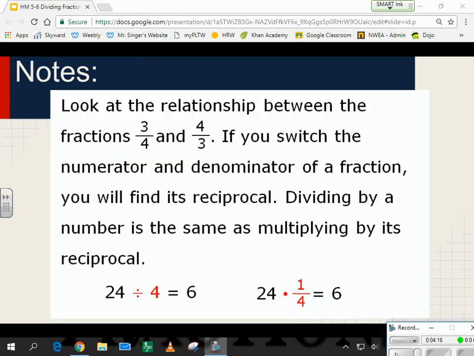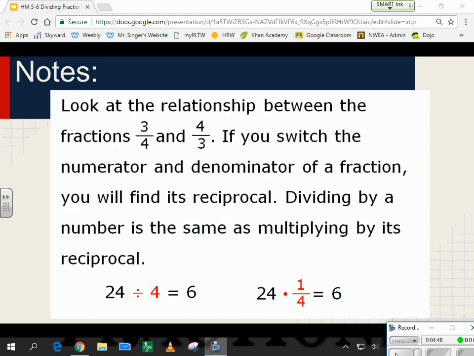All right, now on to the tricky stuff. So earlier we looked at 3/4 and 4/3 and how their relationship of a reciprocal works together. So if we were to switch the numerator and denominator of a fraction, you would find its reciprocal. So 3/4, flipping it is 4/3. We practiced that in example 1. Well, that's going to help us to understand how to divide because dividing by a number is the same as multiplying by its reciprocal.